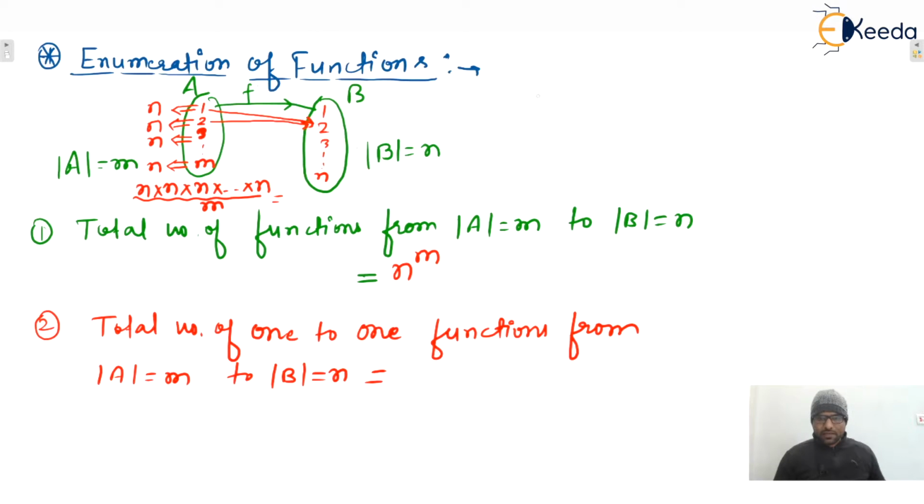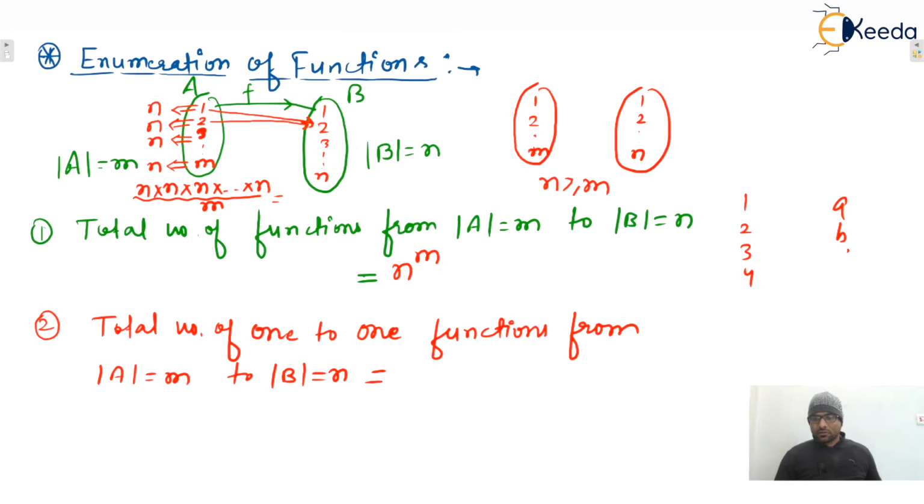Here one to one means we can say that here, let's say m number of elements are there, 1 to m, and here let's say n number of elements are there, let's say 1, 2, 3 up to n. So remember, guys, for one to one correspondence n must be greater than or equal to m, isn't it? n must be greater than or equal to m. Why? Because if set A contains, let's say, 4 elements and set B contains only 3 elements, then one to one correspondence is not possible.